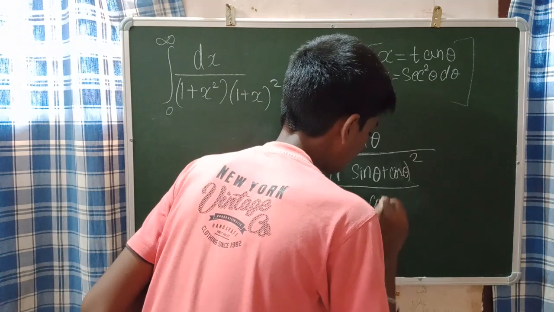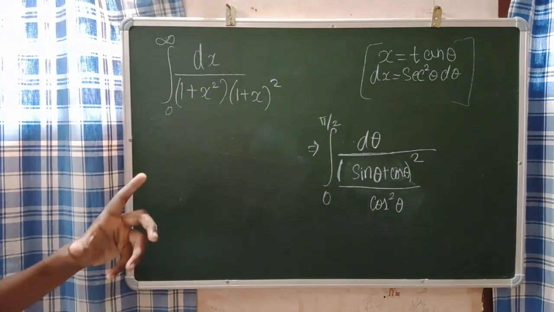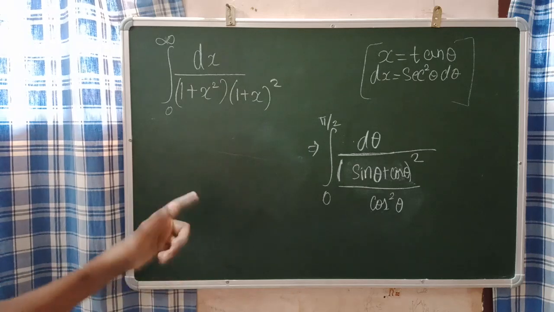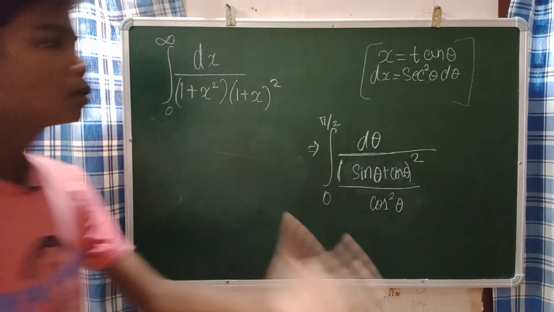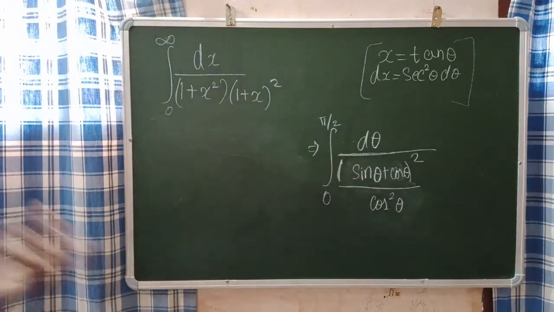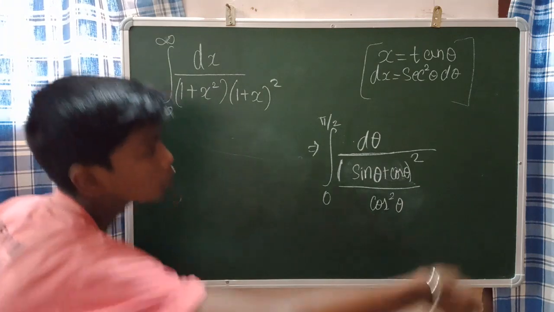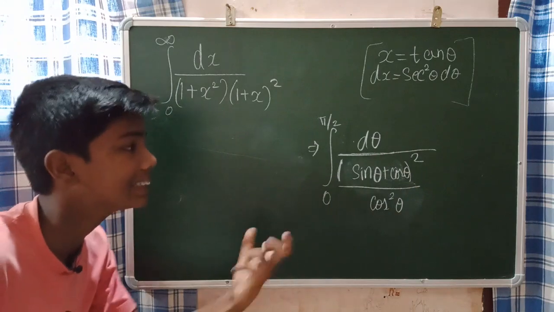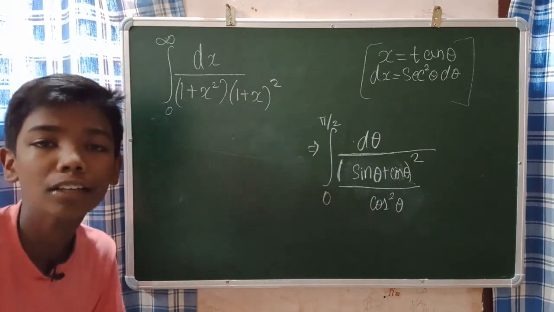I can say like that now. Sin theta plus cos theta divided by cos theta, whole square, can be written as sin theta plus cos theta whole square divided by cos square theta. Basic laws of exponents: a by b whole square is a square by b square, and that's why I'm saying this simple concept. So now I can take this cos square theta to the numerator, because I'm having it as a division in the denominator.